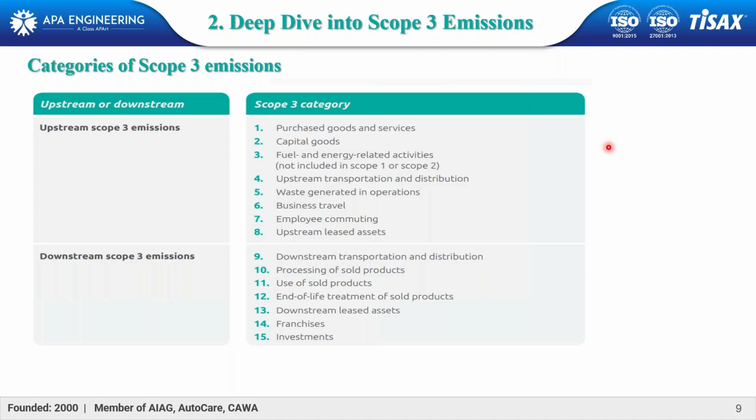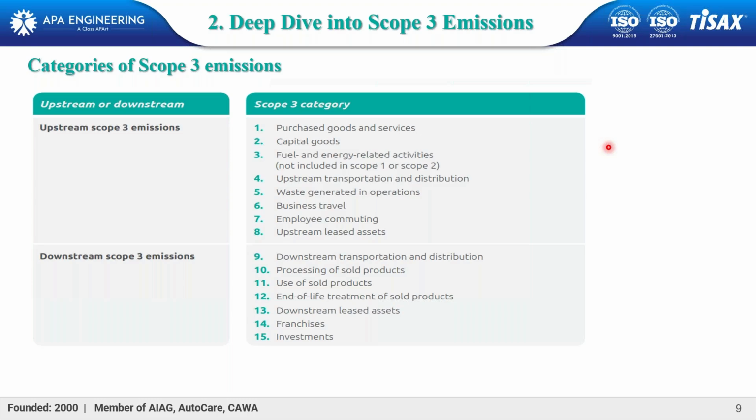So we'll come back into the topic. As I said before, the scope 3 emissions are divided into two types of emissions, the upstream and the downstream emissions. The upstream emissions are the emissions from the company's suppliers or the other supply chain entities. The GHG protocol has separated these upstream and downstream emissions into 15 categories. We'll look at the first 8 categories, which come under the upstream emissions.